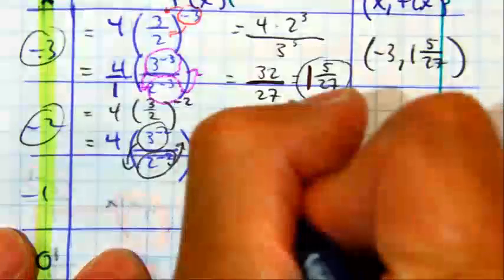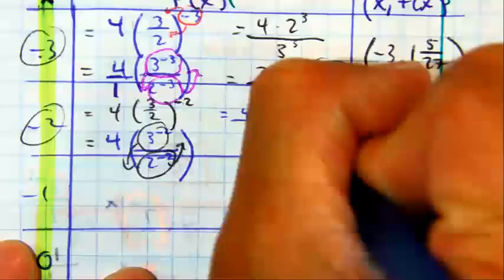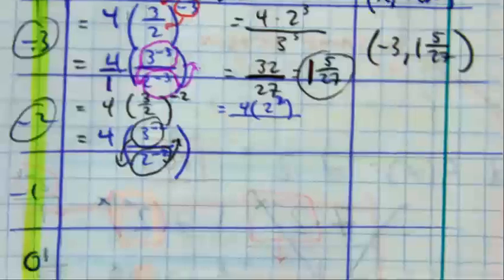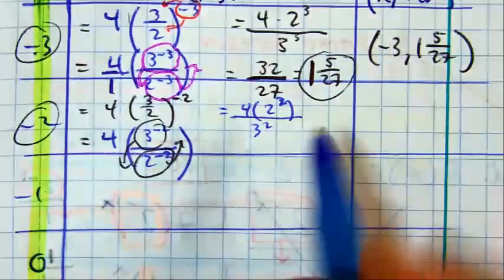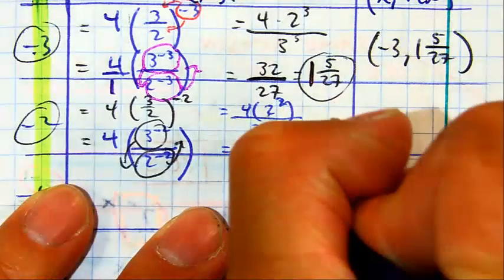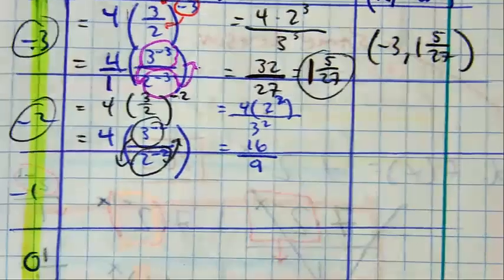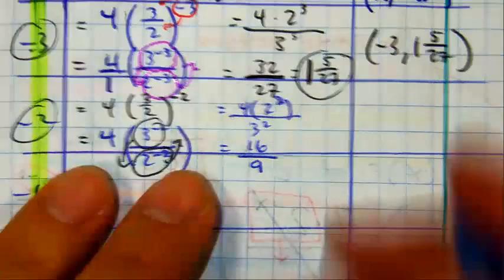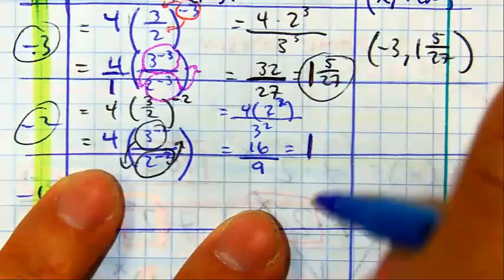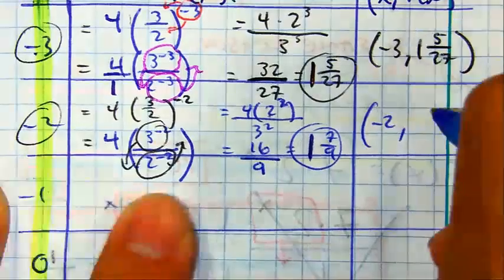Okay, what's left in the numerator now? 4 times 2 to the 2nd, over 3 to the 2nd. Class, what is 2 to the 2nd? 4. And 4 times 4 is 16. 3 squared? 9. And can you guys simplify that? 9 goes into 16 once, remainder 7, so 1 and 7/9. So I have negative 2, comma, 1 and 7/9.